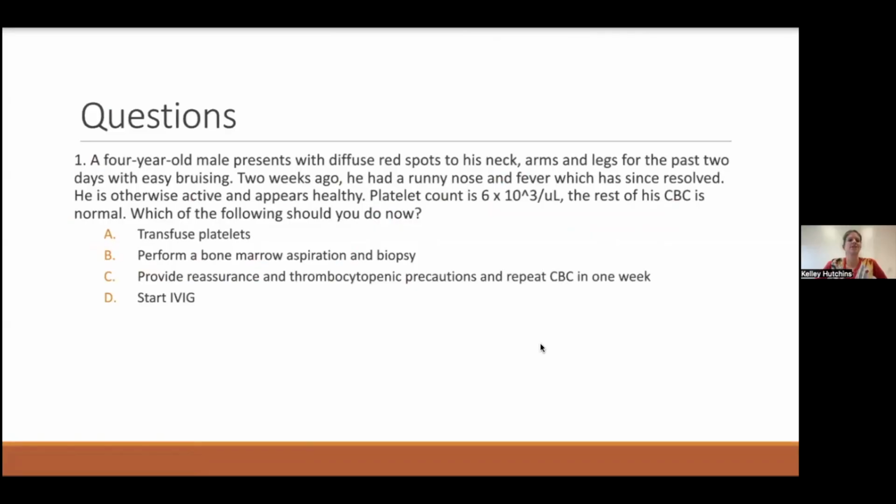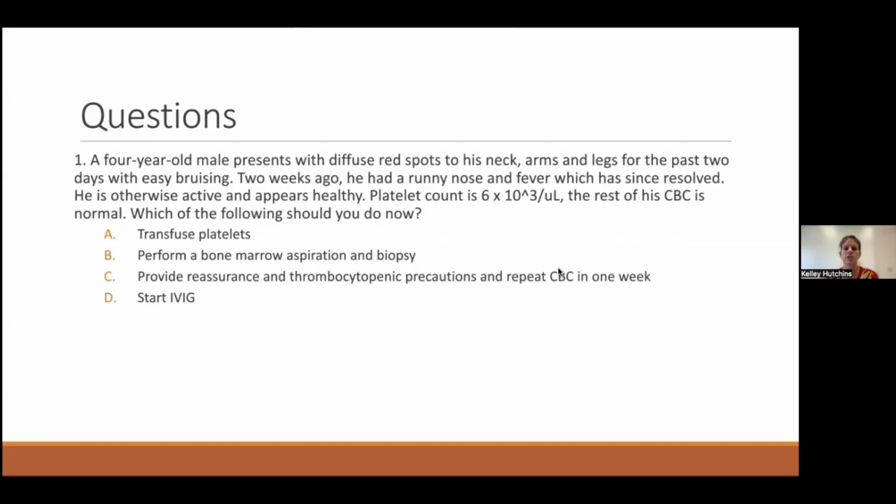So our first question: you have a 4-year-old male who comes to you with mom noticing diffuse red spots on his neck, arms, and legs. She said they've been there for, she thinks, 2 days, and he also is having bruising. She says he just seems to be bruising kind of everywhere. She recalls that 2 weeks ago he had a runny nose and a fever, but that's now resolved. He's otherwise super healthy, super active, and appears healthy in your clinic.